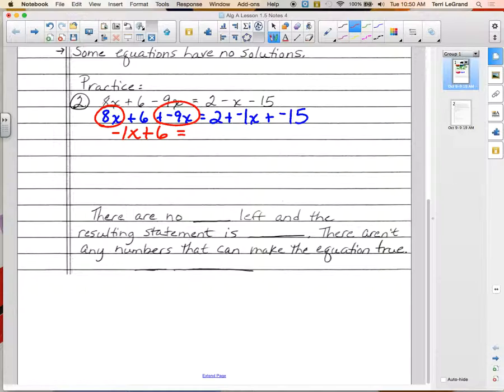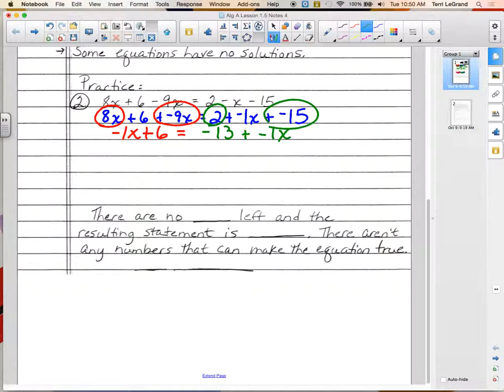Okay, how about the other side? Any like terms on the other side? 2 and negative 15. Okay, the 2 and the negative 15. So anybody want to tell us what that becomes? It's 2 plus negative 15, which is negative 13, plus negative 1x, okay.